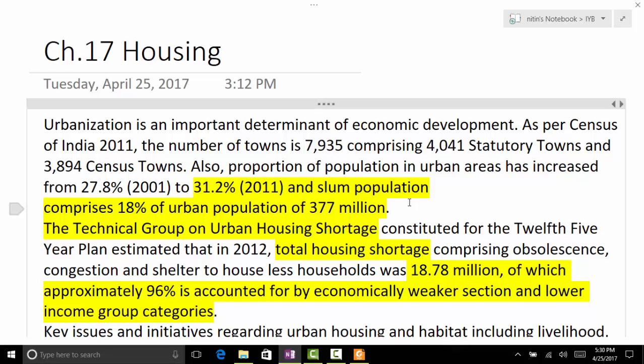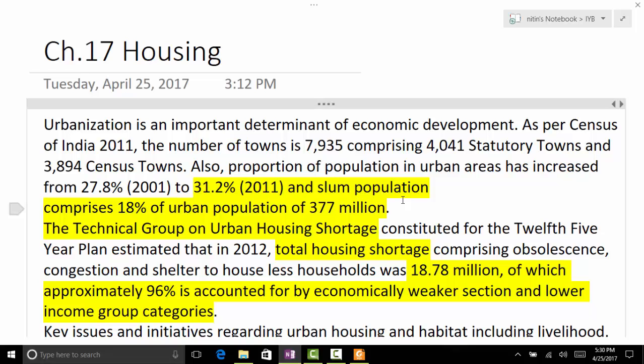So regarding housing, we discuss urbanization first. We consider urbanization as the engine of economic growth. It's a very important vehicle of economic development. It gives certain data about the cities and towns as per the 2011 census. What you can remember is that the proportion of population in urban areas has increased to 31%.